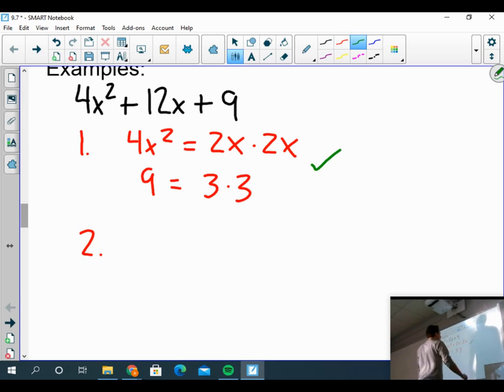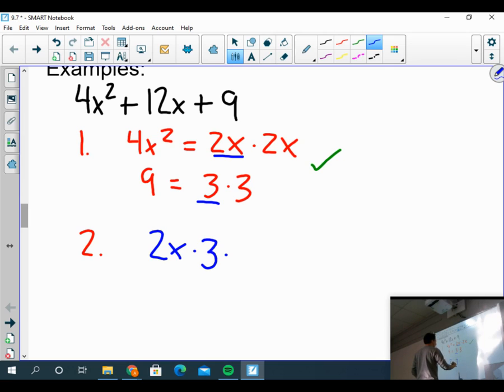So since both my terms can be rewritten as the product of identical factors, I move on to my second criteria. For it to be a perfect square trinomial, not only do I have to have my first and last term be the product of identical factors, but I have to take each one of those factors. So we'll do 2x, one of each of those factors, times 3, and I have to multiply that by 2. Okay, that was our second criteria. This must give me the middle term. If it doesn't, then this is not a perfect square trinomial.